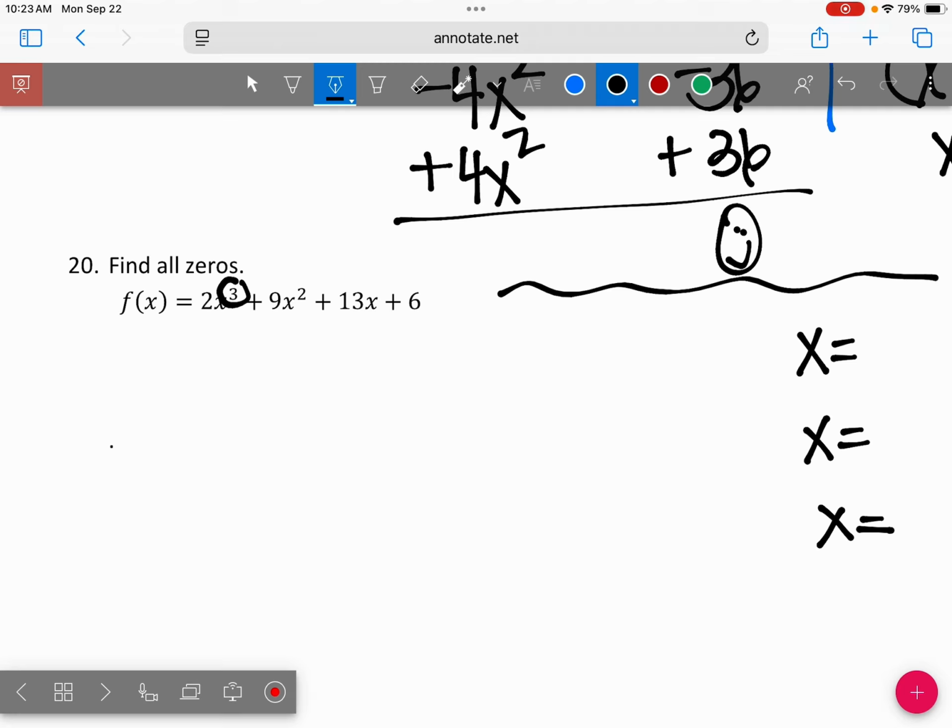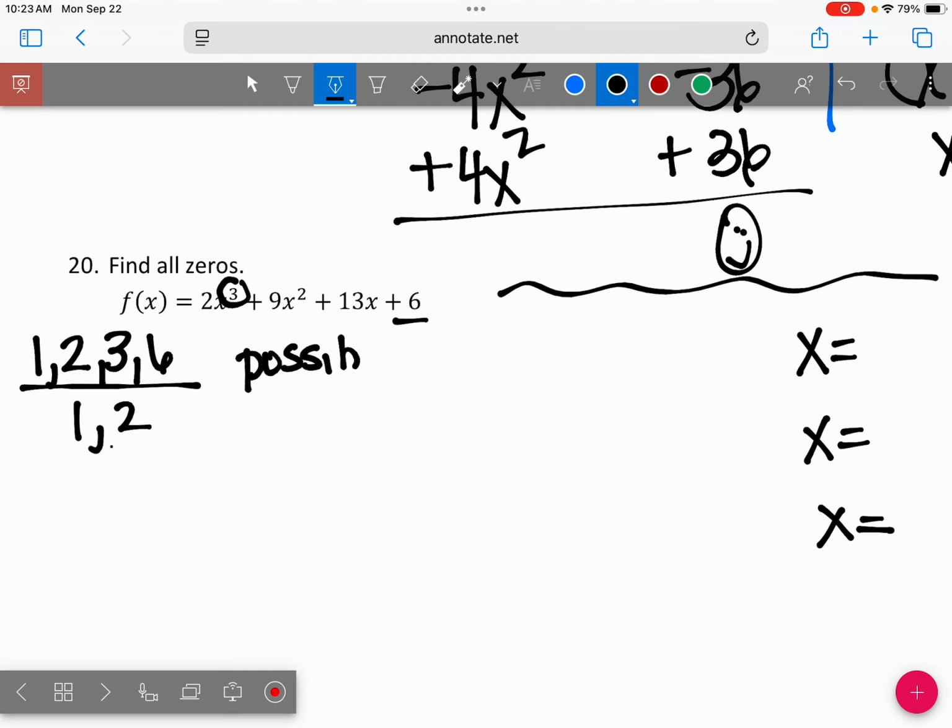So what are some possibilities? I'm going to take all the factors of 6, which are 1, 2, 3, and 6, and I'm going to divide that by all the factors of q, which is 1 and 2. These are just the possible answers, because we don't want to waste our time doing synthetic division with numbers that aren't even a possibility.